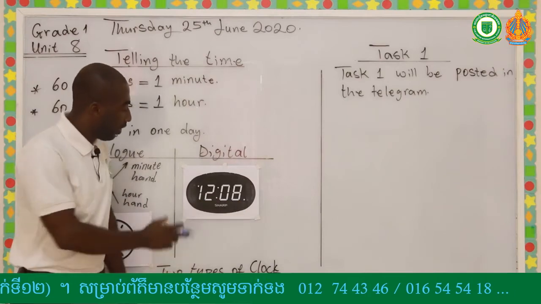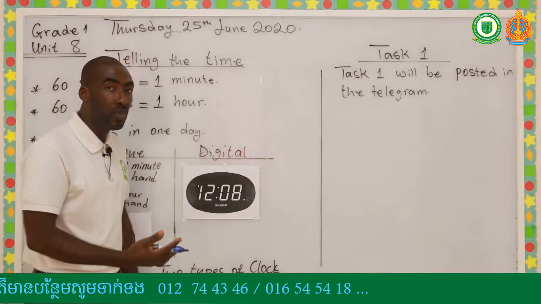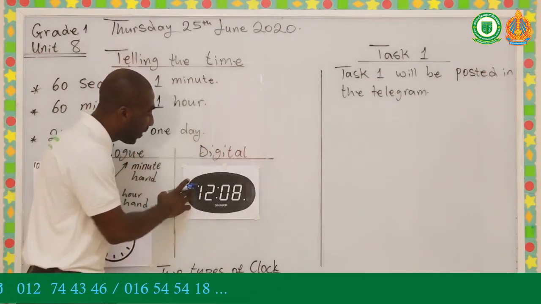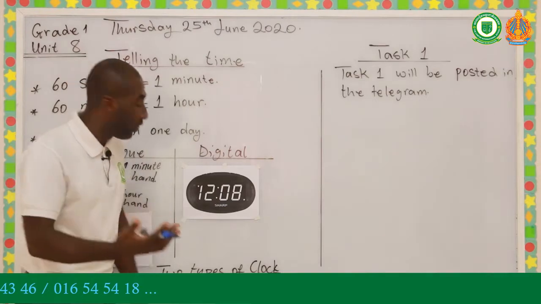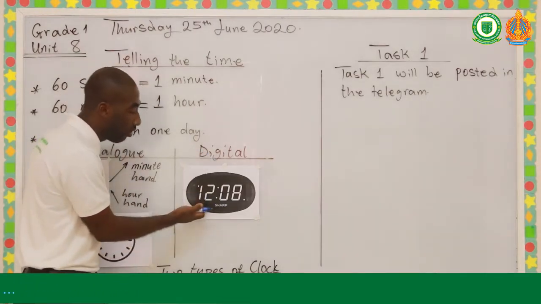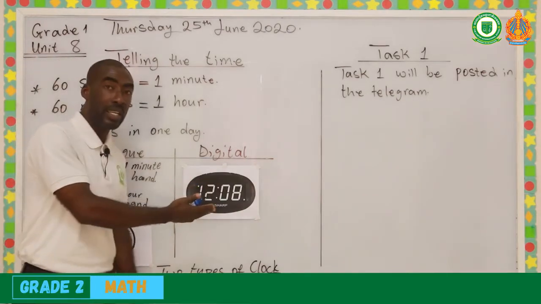12:08. Okay, so over here we see PM. That means it is in the afternoon or evening. So we see PM here, which means afternoon. So this is your digital clock. Two types of clock, analog and digital.